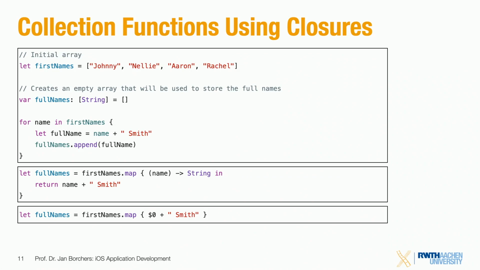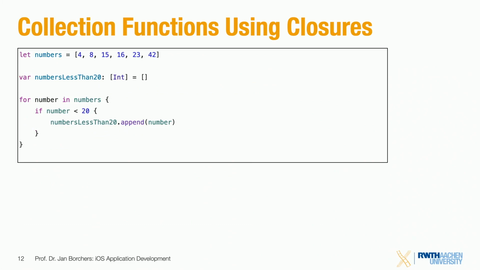Okay, so I think as you can see from these examples, map and similar functions like filter use closures quite heavily. Let's take a look at another example. Here we have an array of numbers, and we want another array that is initially empty, but it's only supposed to contain the numbers less than 20. Again, this is the old you writing that code, doing a little for loop and looking at each element, and if it's less than 20, I put it into the new array.